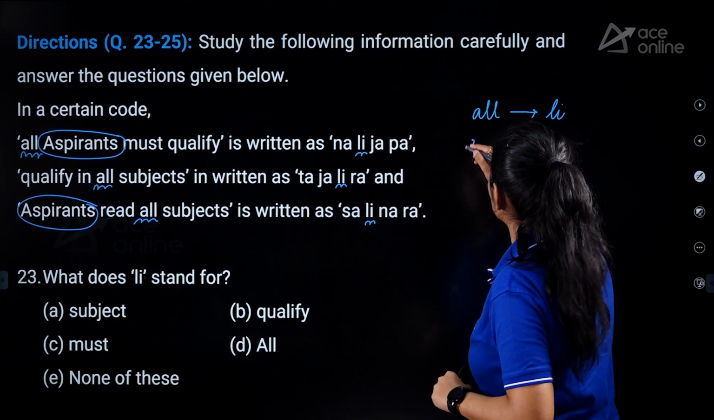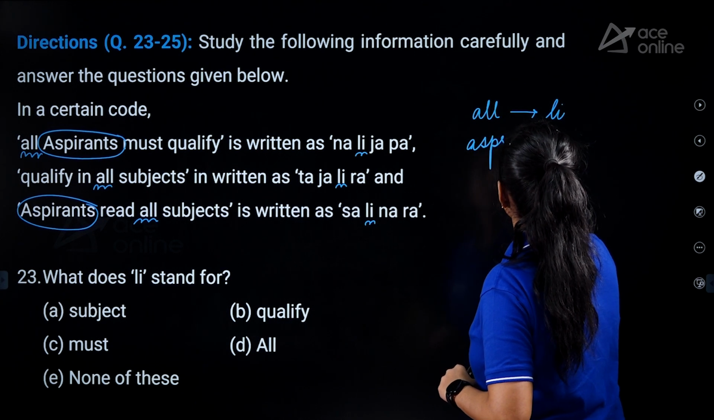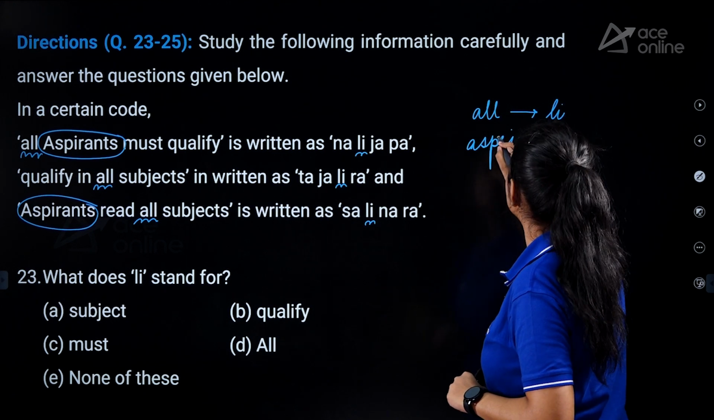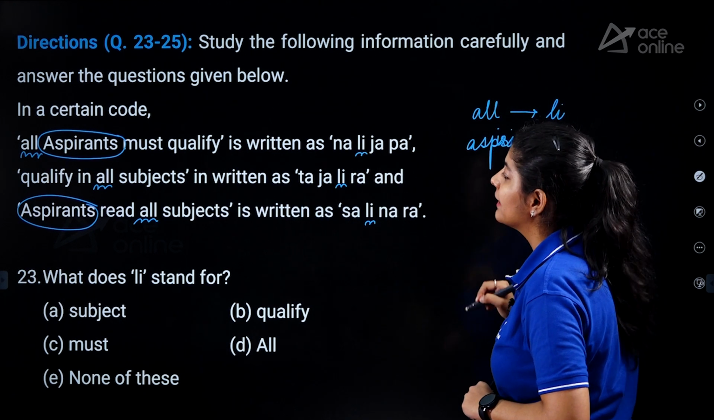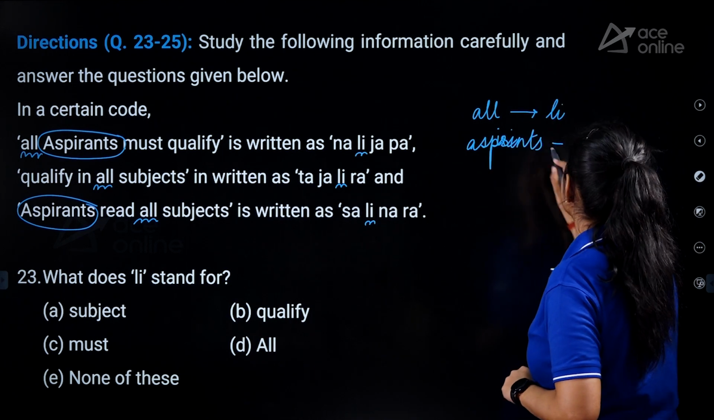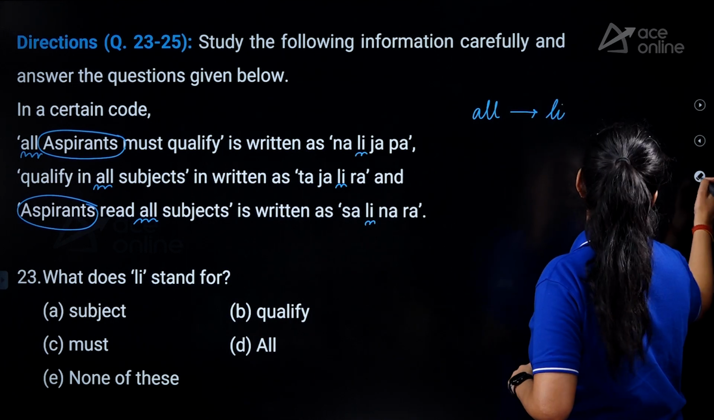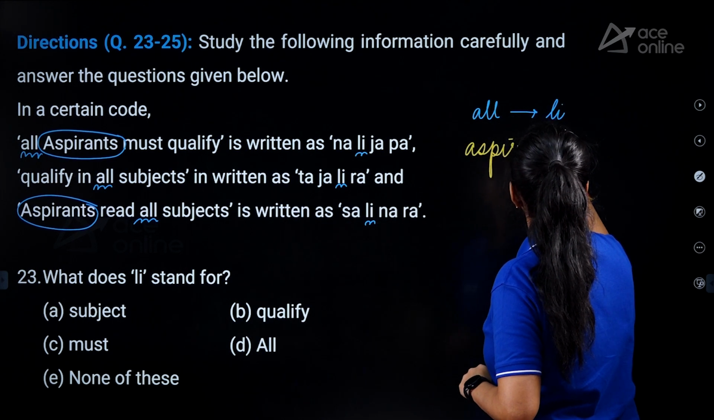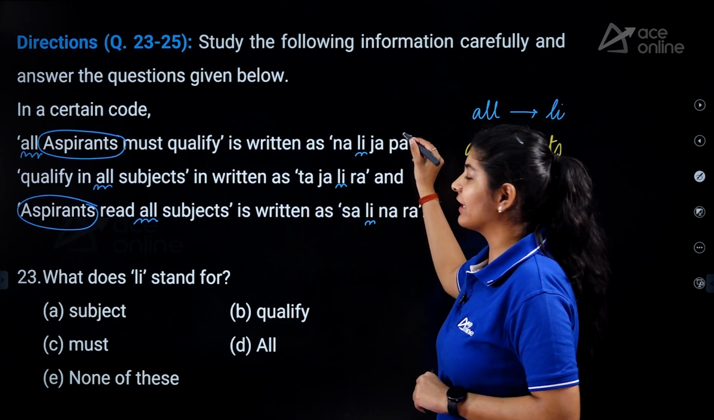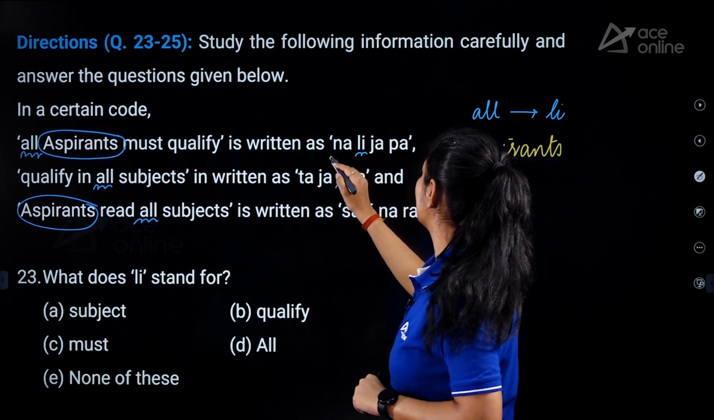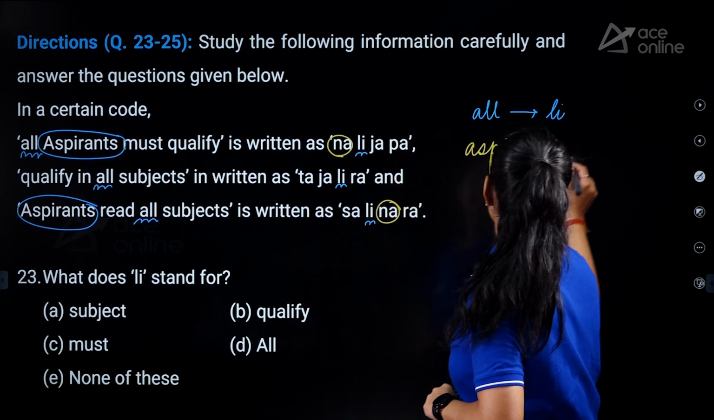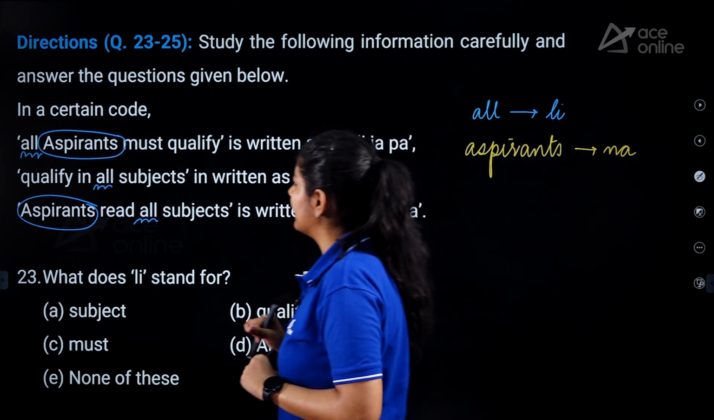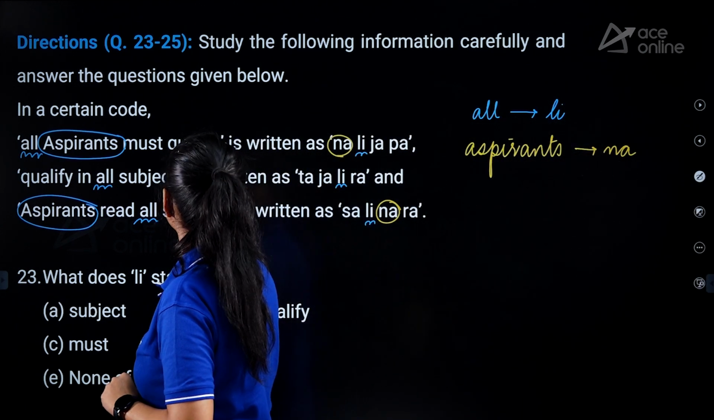After that, if we talk about the aspirants, then we can say that the common code that we are having in between these two is NA. That is NA. Okay. After that, if we will see, then we can say that here qualify is common.